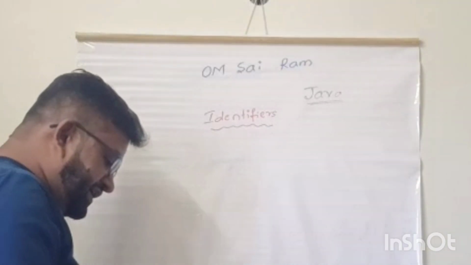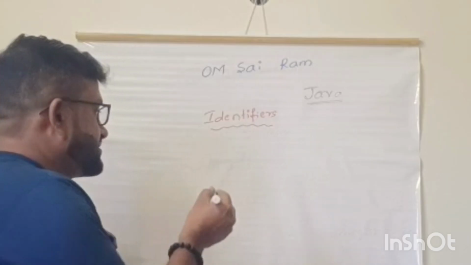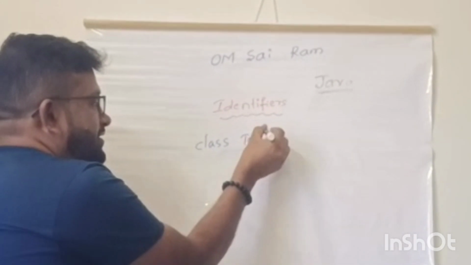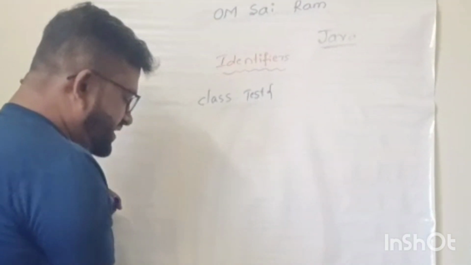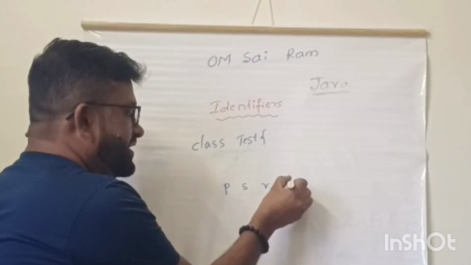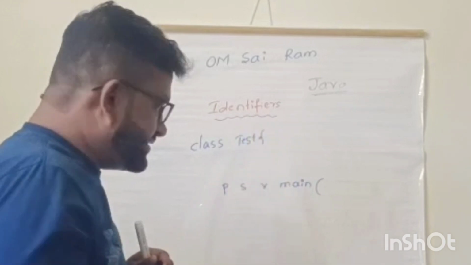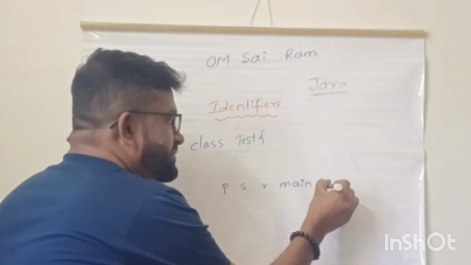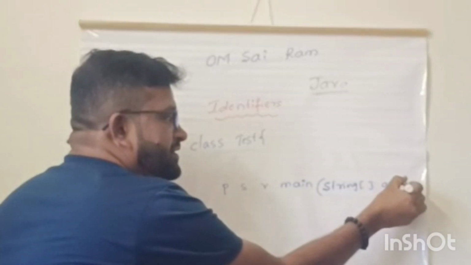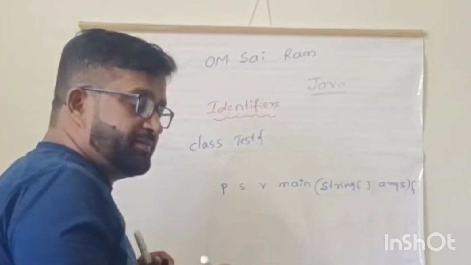First I will create a class called test class. Inside the test class, I will create the main method, public static void main. Don't worry about all these keywords. We will discuss them later one by one. This main method is taking a string array args.